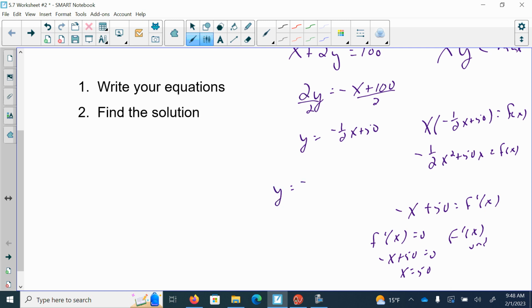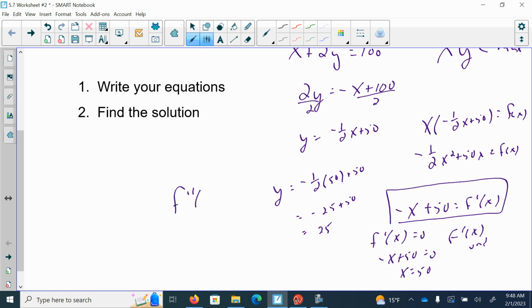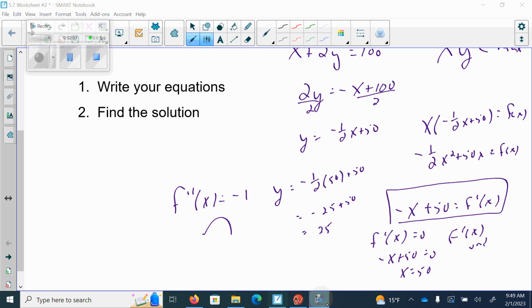y would equal negative 1/2 times 50 plus 50. Yes? So I'm going to get negative 25 plus 50. So I get y is equal to 25. So my numbers are 50 and 25. To verify that this is a max, I'm going to go back up here and find the second derivative. So the second derivative is equal to just negative 1, right? Which means it's concaving down the whole time, which means it is a max. Everyone good?